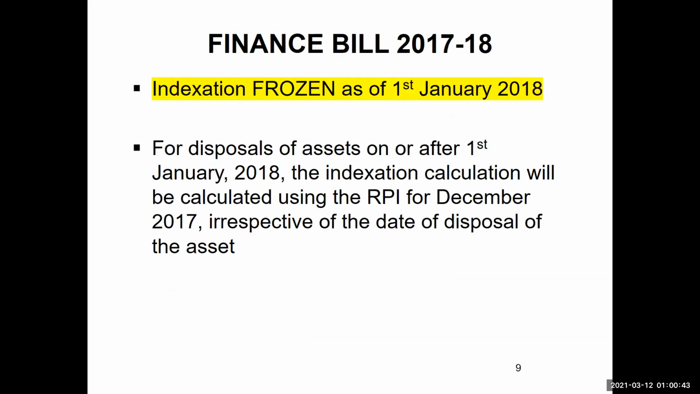Now, indexation was frozen as of 1st January 2018. So in any case, we would always use the indexation as of December 2017, irrespective of the date of disposal. So if we dispose of the assets in 2020, 2021, we only use up to 2017, okay? And you'll find these RPIs in the question. Now, let's take an example.